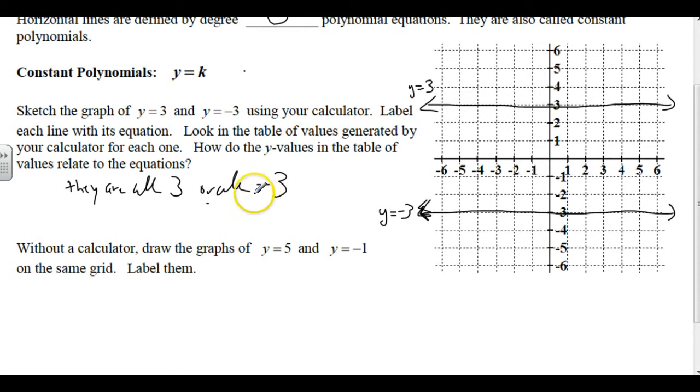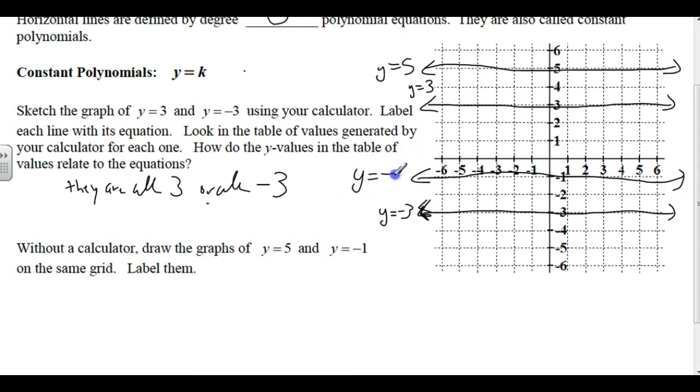Without a calculator, draw graphs of the lines y equals 5 and y equals negative 1. Well, there we go, y equals 5. And y equals negative 1. I just can't draw a straight line. Y equals negative 1, on the same grid. Check. Label them. Check.